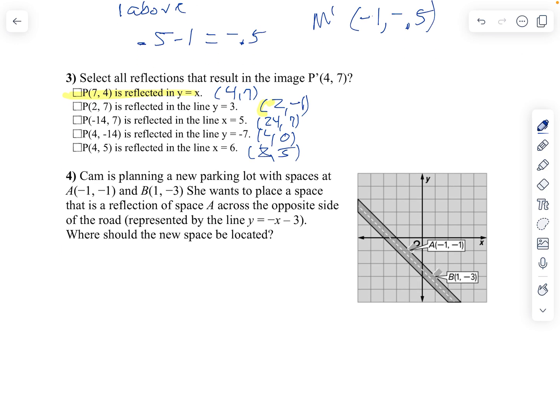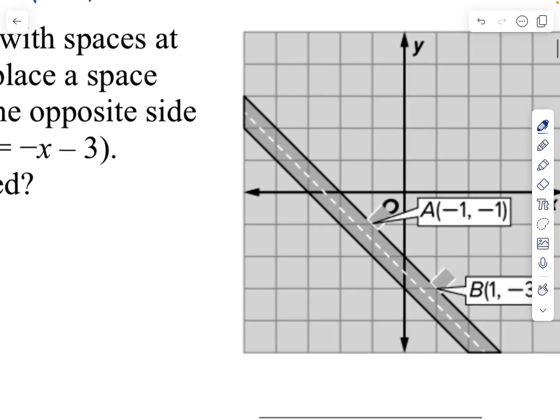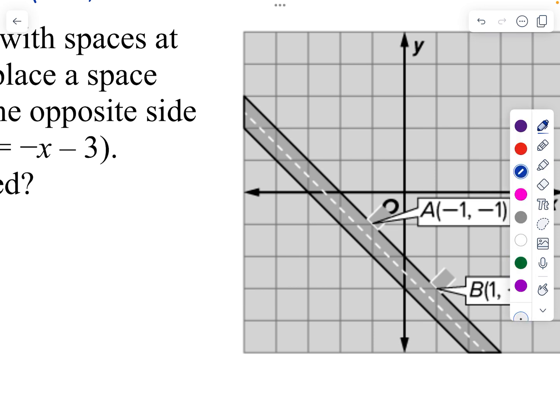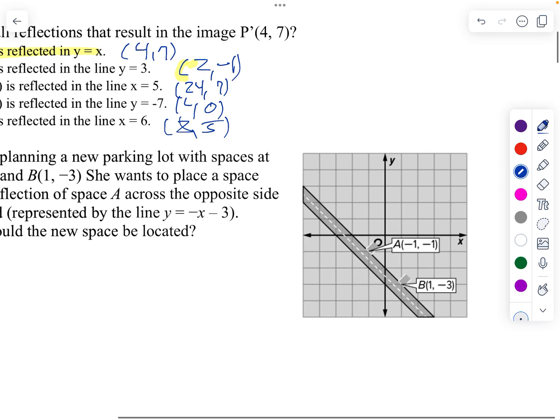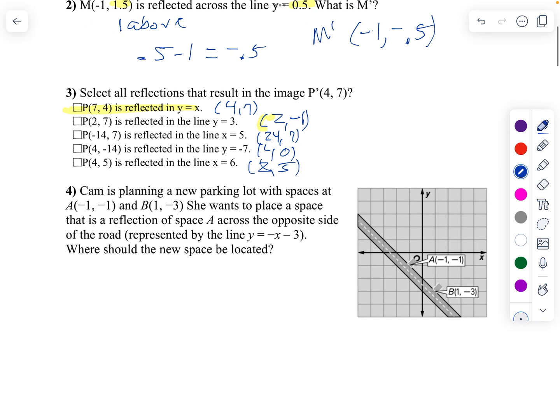Now, question number 4, because it's a word problem, it's not really drawn the greatest. I would give you a little bit of leeway here, but remember, you could actually use Desmos to get a more specific case. So let's use Desmos. So I'm going to look at, she wants to place a space A. So I'm just going to reflect A. So A is at -1, -1.